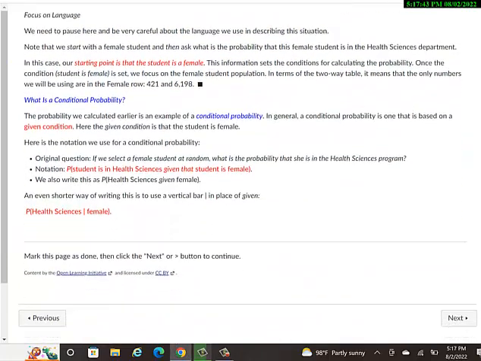Okay. Now we talk about what is a conditional probability. So we use the word conditional up there. What does that really mean? This might be a good thing to write down. The probability we calculated earlier is an example of conditional probability. In general, a conditional probability is one that is based on a given condition. Here, the given condition is that the student is female. Here's the notation we use for conditional probability.